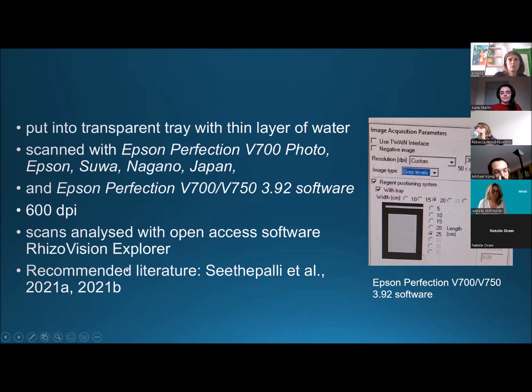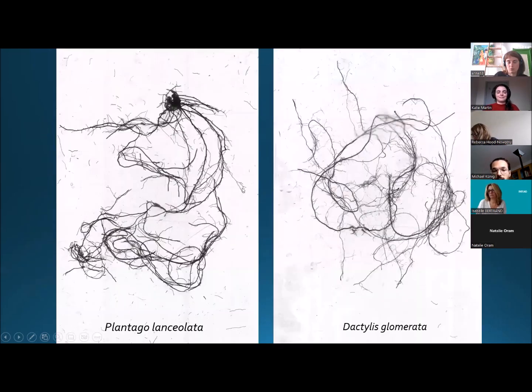I would also recommend you read the literature about the program, RhizoVision Explorer. And this is how the scans look. Here we used a different color. This is a simple Pelikan black dye, a cheaper version, and for some plant species it worked quite well, for others less well.